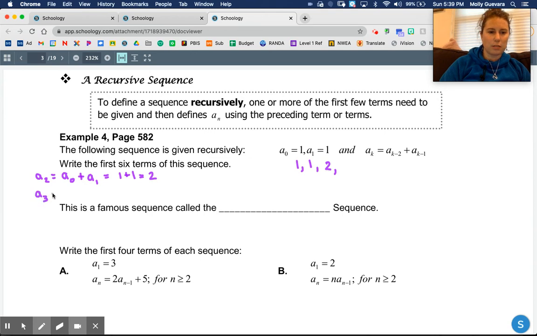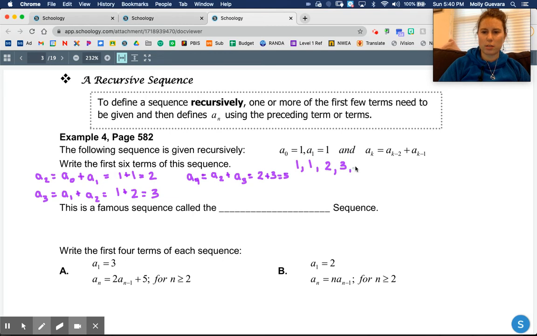And then the third term, excuse me, k is 3, then this would be a sub 1, because 3 minus 2 is 1, so this would be a sub 1 plus a sub k minus 1, 3 minus 1 is 2, a sub 2. Well, my first term was 1, and my second term was 2. So I get 3. Right? And then I can keep going. To find the fourth term, it would be 4 minus 2, so a sub 2, plus 4 minus 1, which is a sub 3, which is equal to the second term was 2. The third term was 3, so I get 5. So the next number is 5.